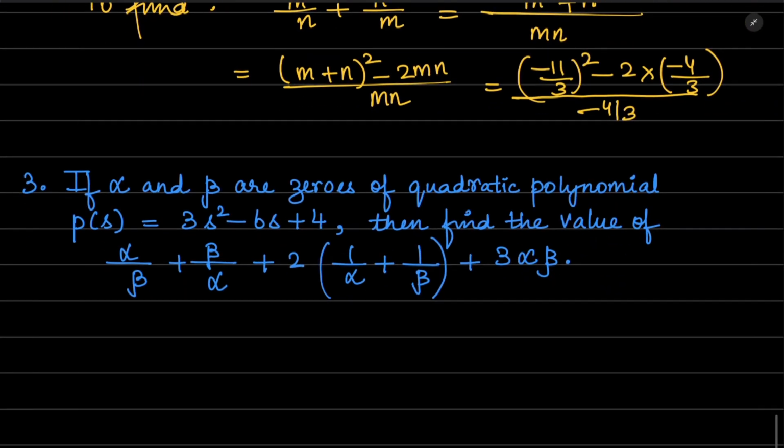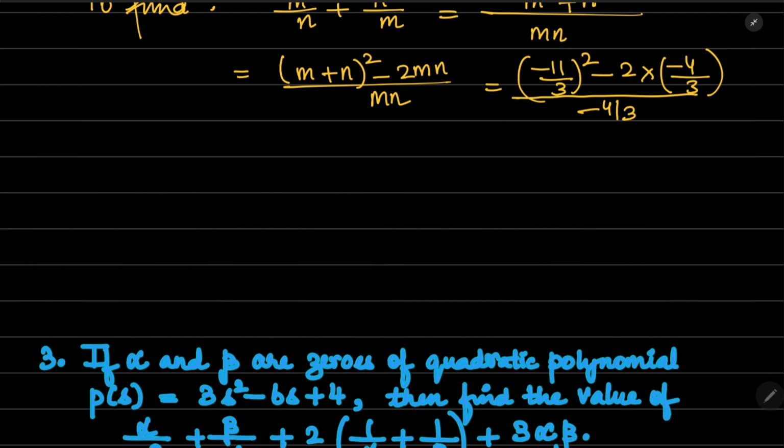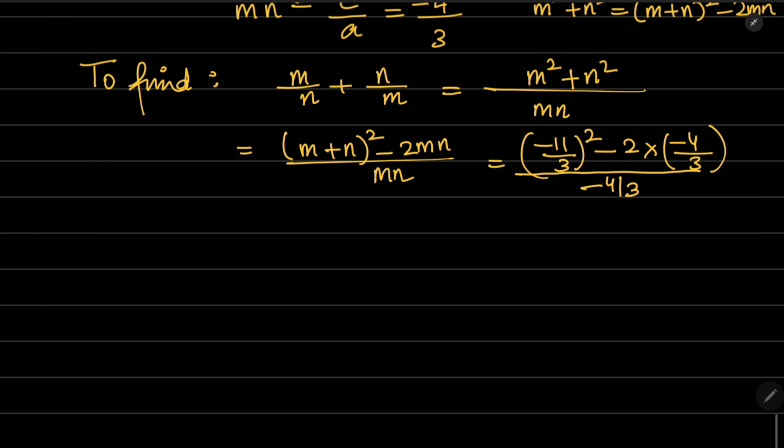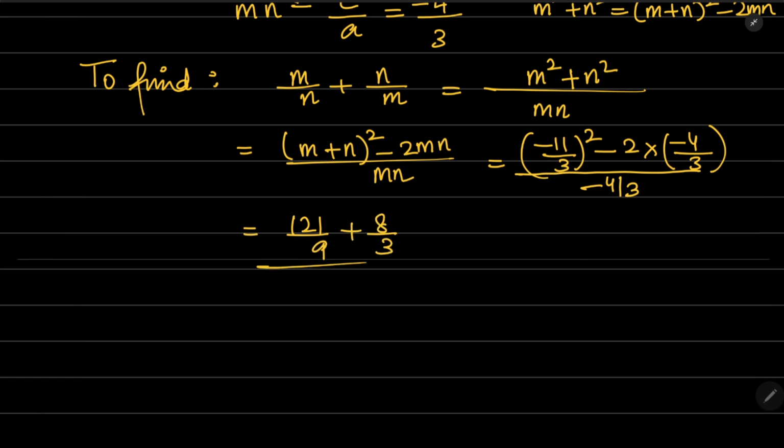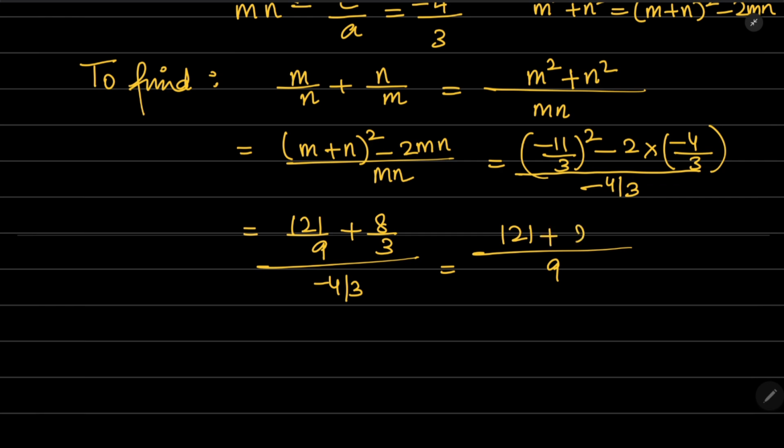Let me just shift the question a little below so that I have space to do. Okay. So what is minus 11 by 3 the whole square? 11 square is 121. So 121 divided by 9 plus 2 4s are 8 by 3 whole divided by minus 4 by 3. Okay. Then in the numerator, what is the LCM? It is 9. 9 is the LCM. So you have 121 plus 24 whole divided by minus 4 by 3.